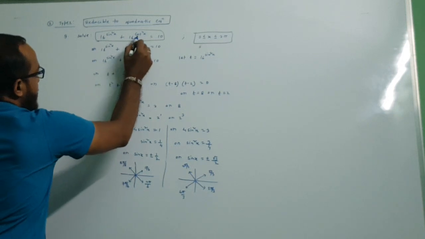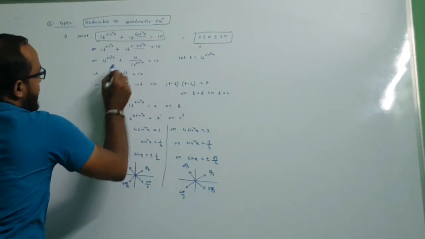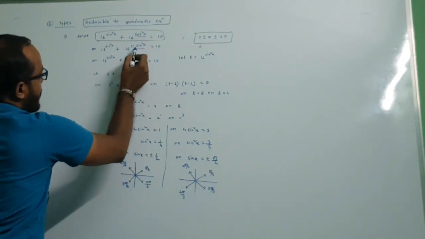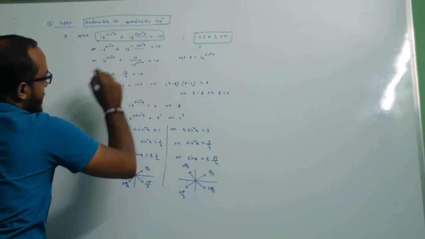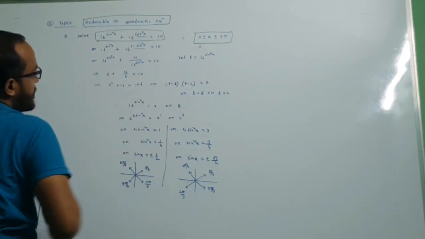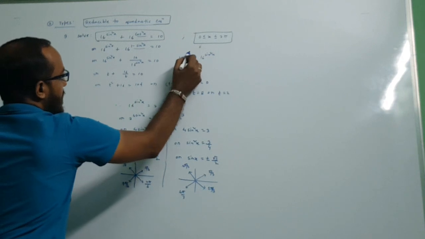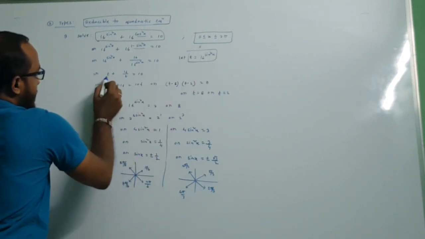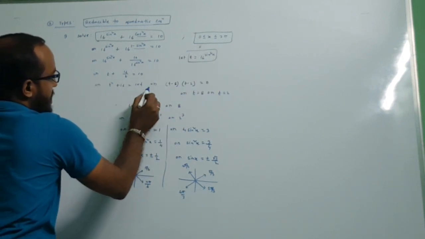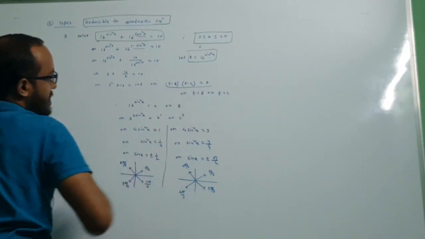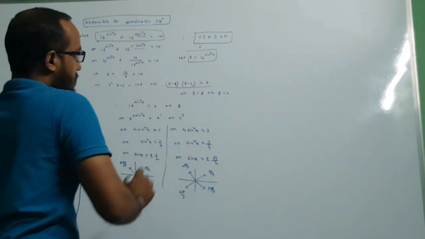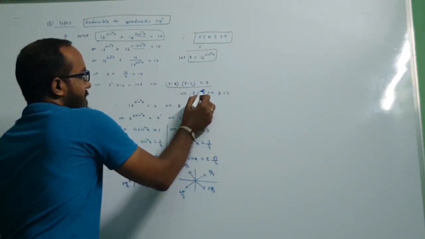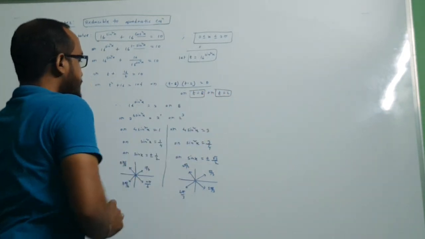So cos square x, we can write as 1 minus sin square x, then it would be 16 to the power 1 into 16 to the power minus sin square x. So 16 by 16 to the power sin square x equals 10. Let t equal 16 to the power sin square x, then it will be a quadratic equation. Solve this quadratic equation, you will get (t minus 8) into (t minus 2). So either t equals 8 or t equals 2.